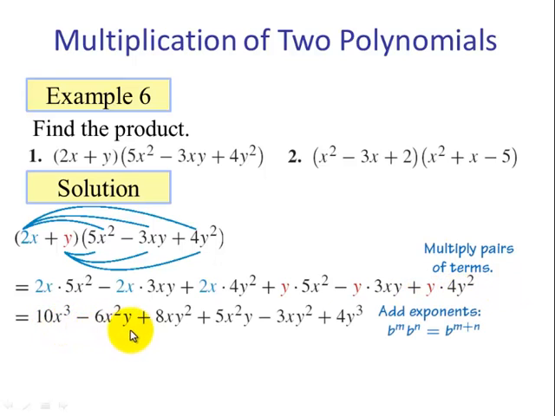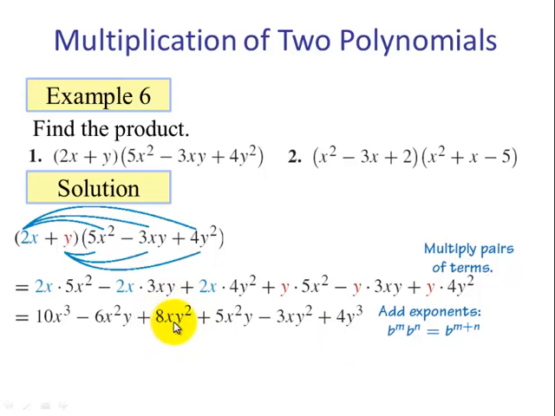The next step, we want to scan each of these terms and see if there's any like terms. This is an x squared y, and we have an x squared y, so we can combine this one and this one. So negative 6 plus 5 becomes negative 1. So this will be negative x squared y.